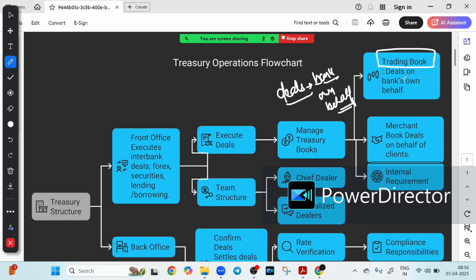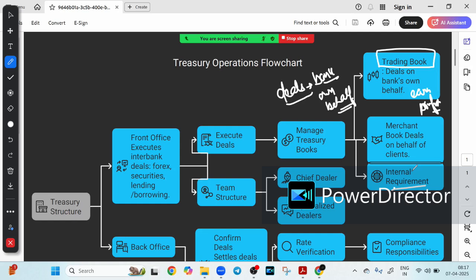What is the main aim? The main aim is earning profit. The next we have is called the merchant book. Merchant book means deals executed on behalf of clients, and it is based on internal requirement. So basically, trading book means deals done on the bank's own behalf, aimed at earning profit, while merchant book means deals executed on behalf of clients, based on internal requirement.